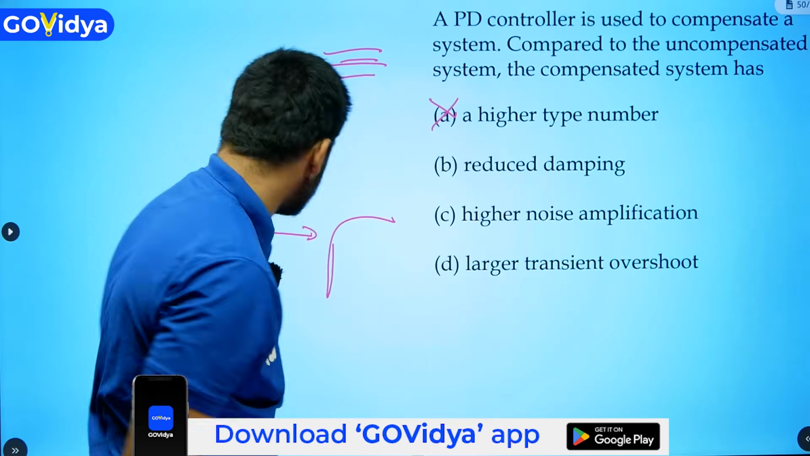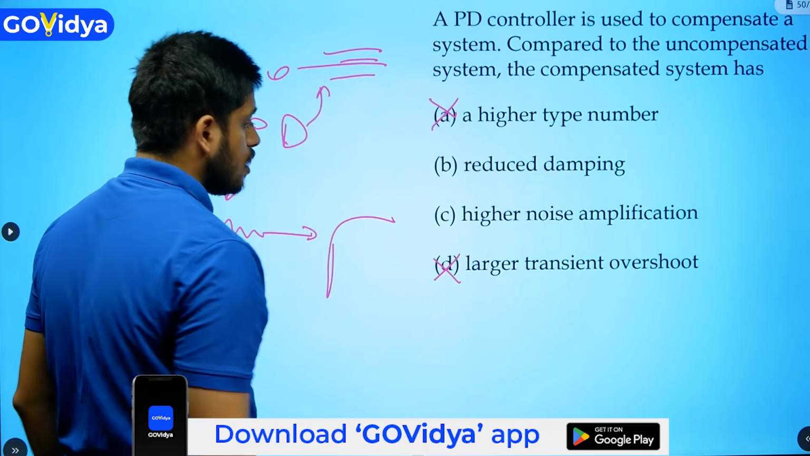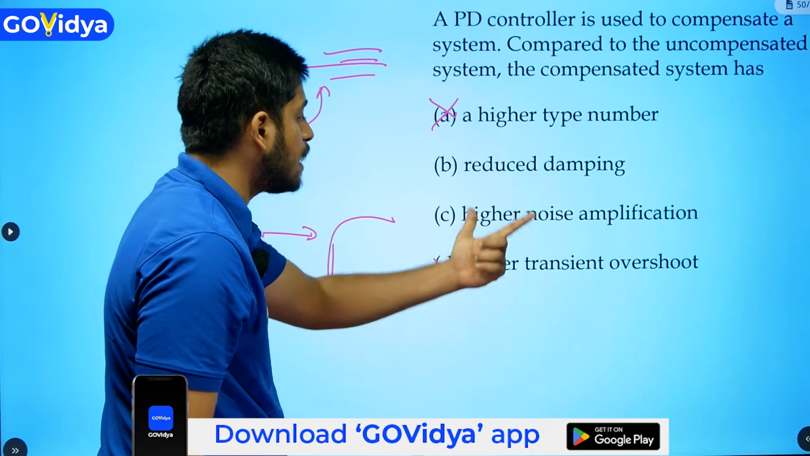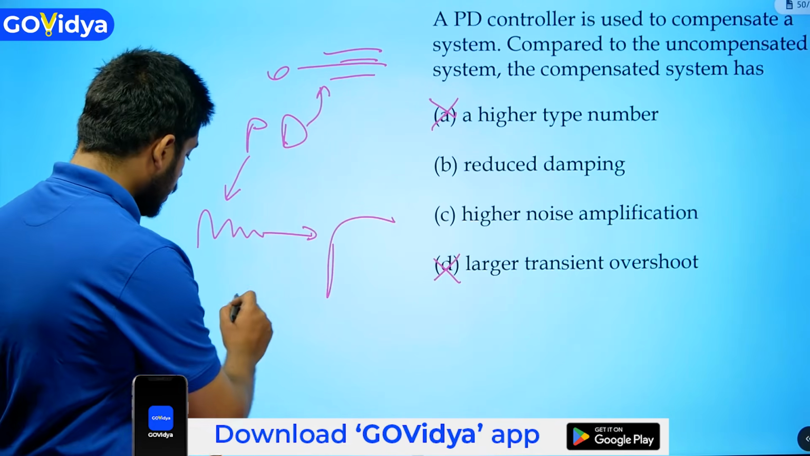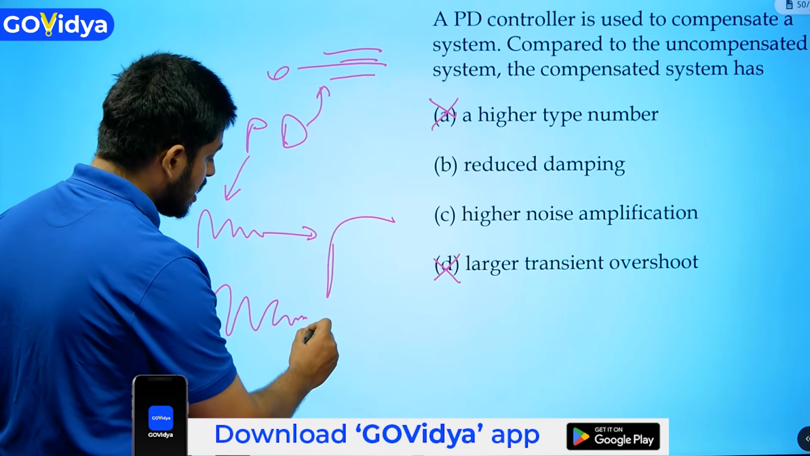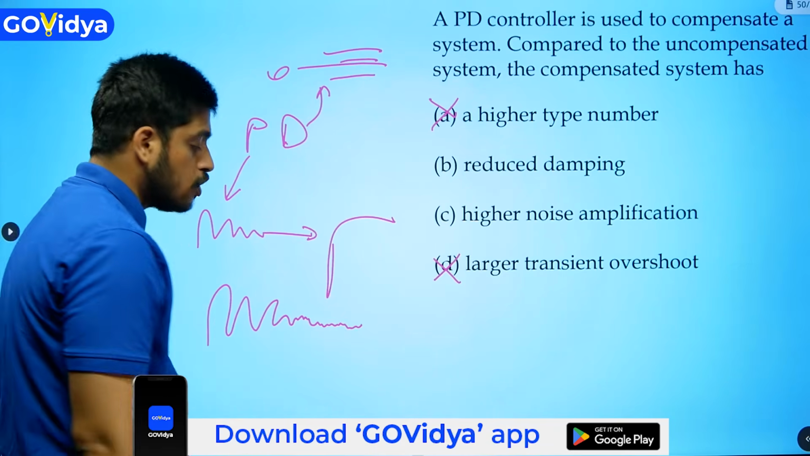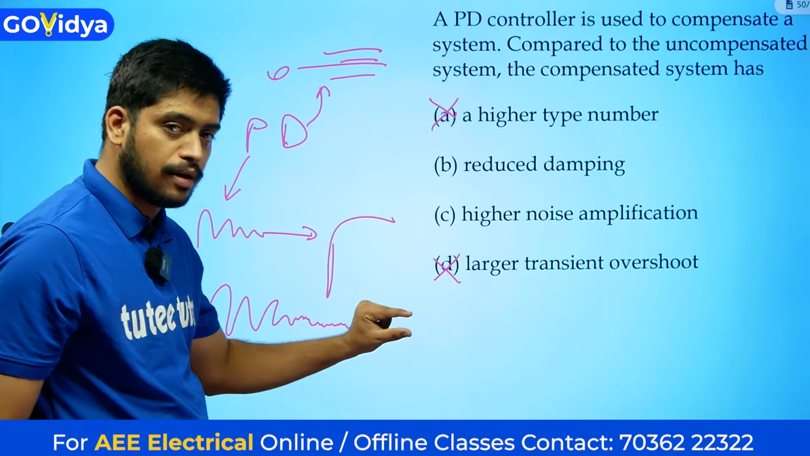Large transient overshoots, that is only what a PD controller is going to do. Reduced damping or higher noise amplification. So when we are taking some overshoots, when it is settling, there will be some higher noise amplification. Even if it is settling in the particular range, there will be more noise amplification there.